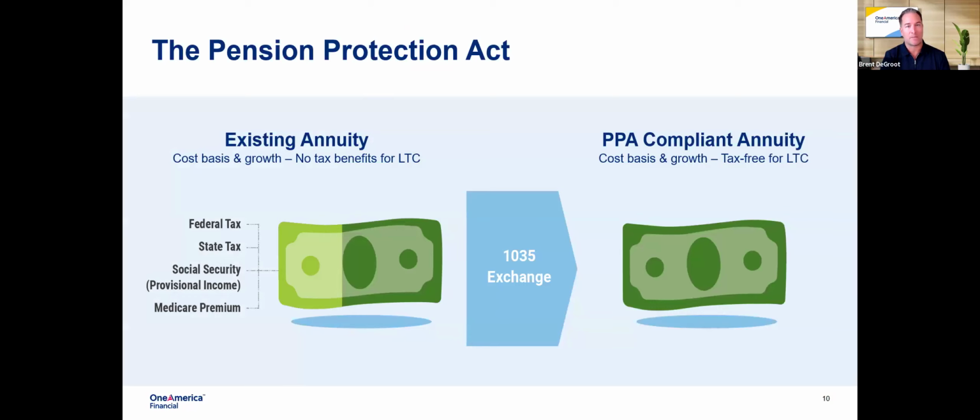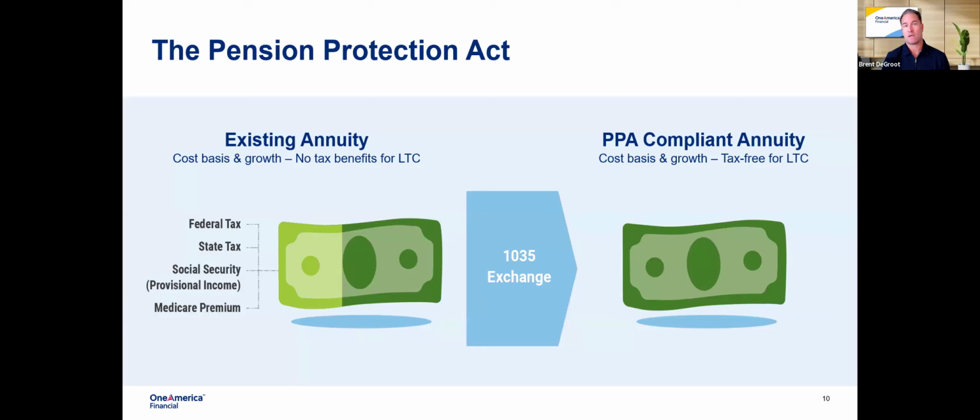So again, we're utilizing the Pension Protection Act, and here's what happens. So an existing non-qualified annuity, the cost basis, they took that out with after-tax dollars, that's not going to be taxable. But all of the gains, so the longer they've had this annuity in their portfolio, the more gain has grown in that contract. Now, when they start to take distributions from that, they're going to be taxed in many different ways: federal, state, provisional income, their Medicare premiums, IRMAA, if you've heard of that.